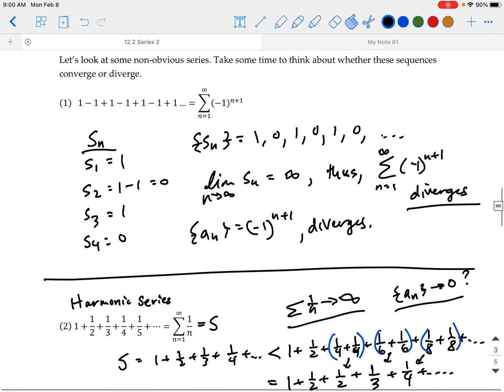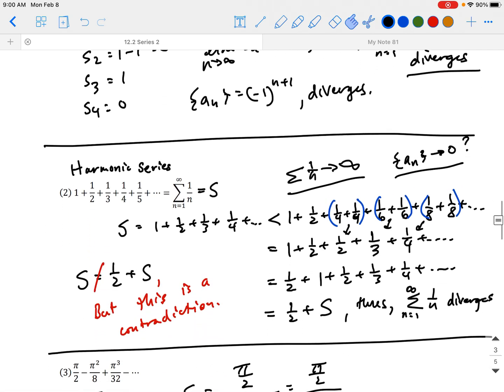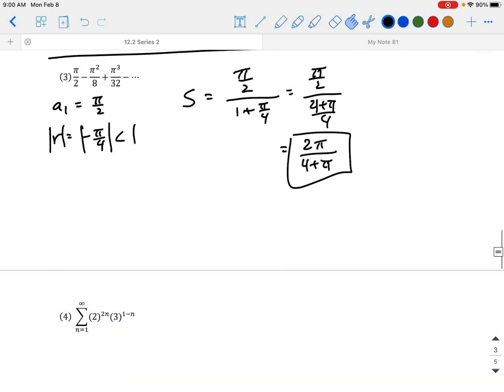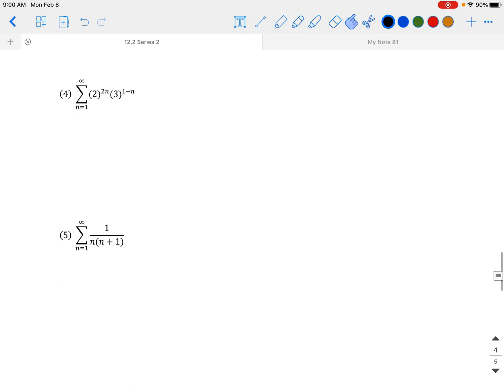But these first two are just some slightly different types of series. Harmonic series is going to be a super important one. This is going to be one that you want to kind of file away in your brain because it's going to show up quite a bit. All right, let's look at some other ones.